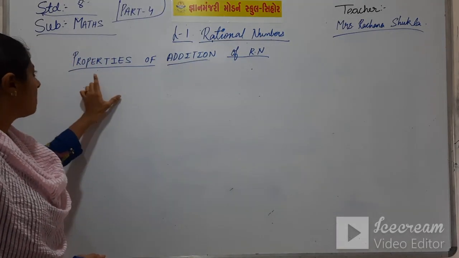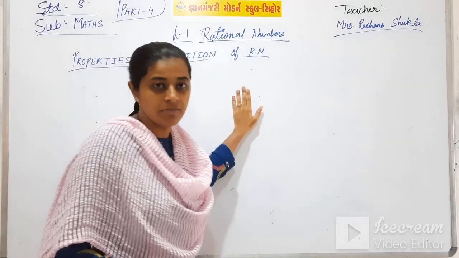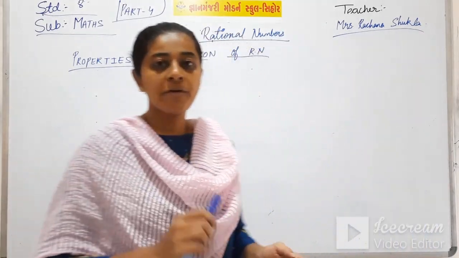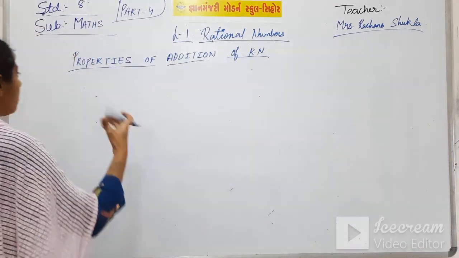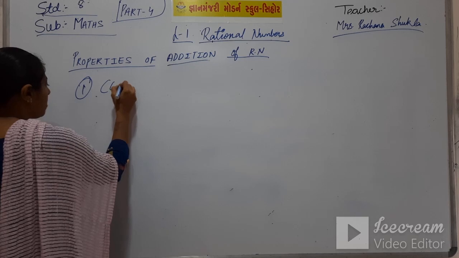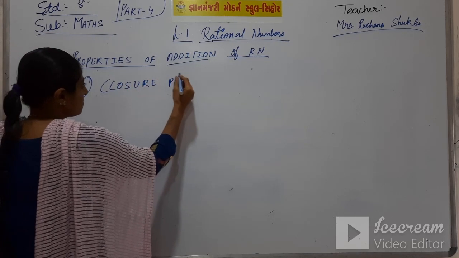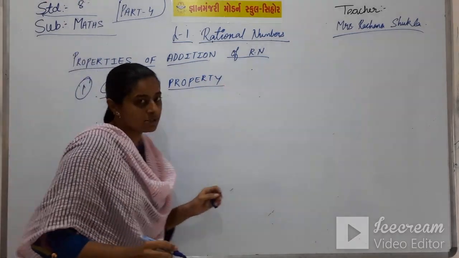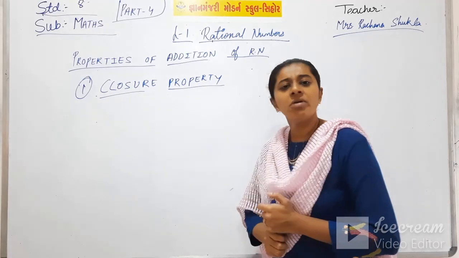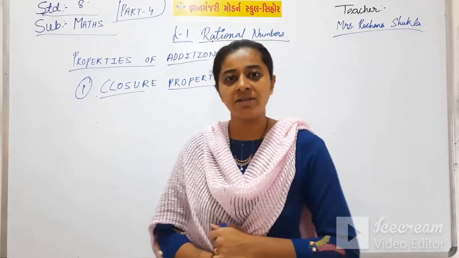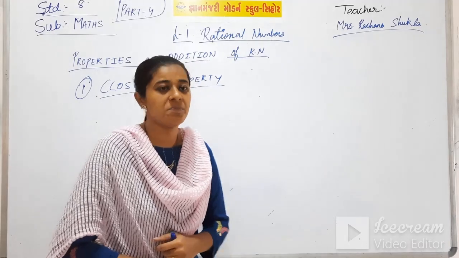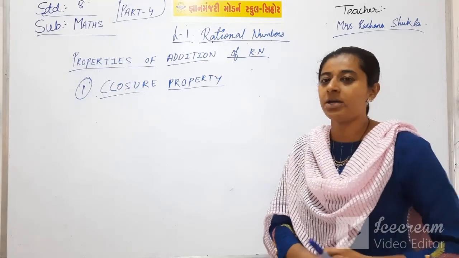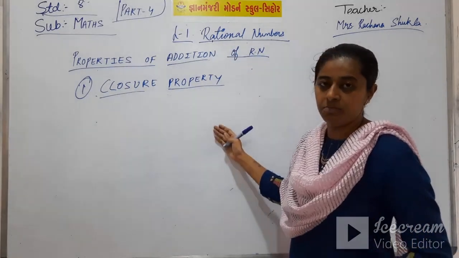So today's topic is properties of addition of rational numbers. We will study the properties of addition of rational numbers. The first property is closure property. What is closure property? See, you have already studied these properties in your 7th standard, in your first chapter, integers. But we will have a revision of these properties in 8th standard also, so you don't forget. These properties are of rational numbers.